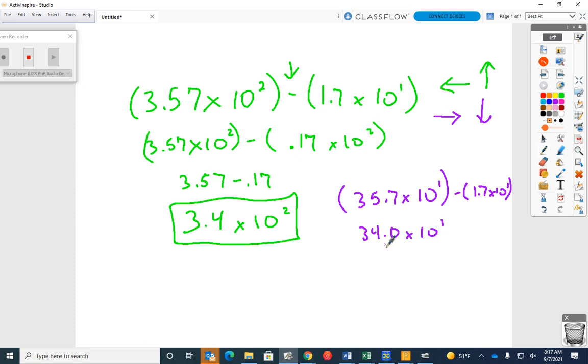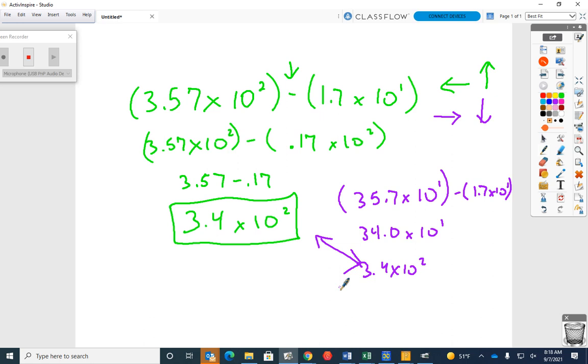Well, in order to change this back to scientific notation, what am I going to have to do? I'm going to have to move it, right? So this would be 3.4 times 10 to the second. Did I get the same answer? Yes. So it's really up to you. To me, you have to move it less at the end when you go up to the same exponent.